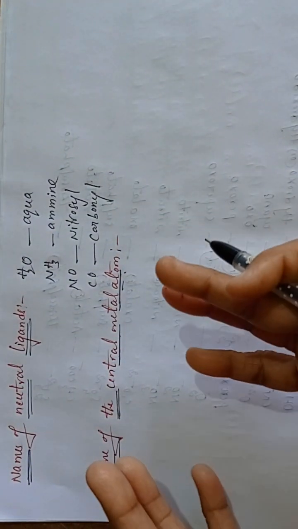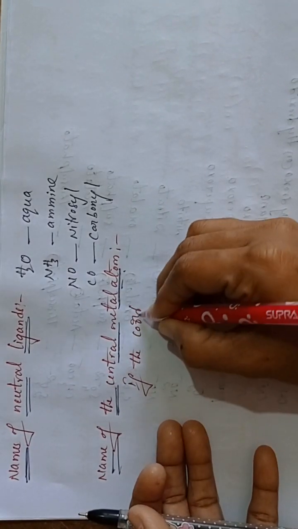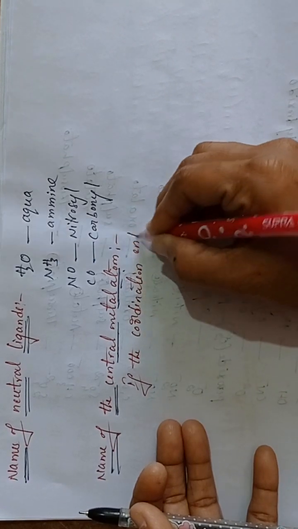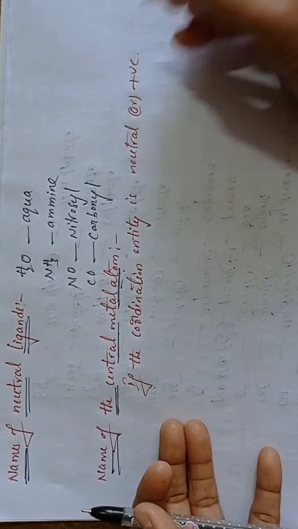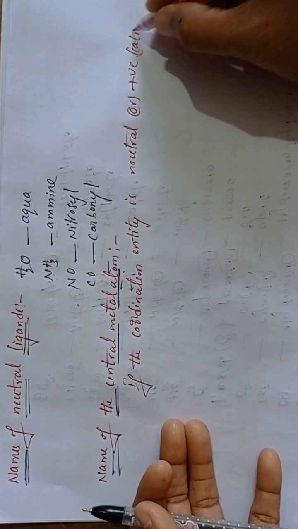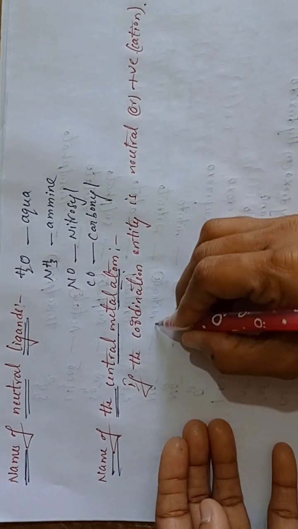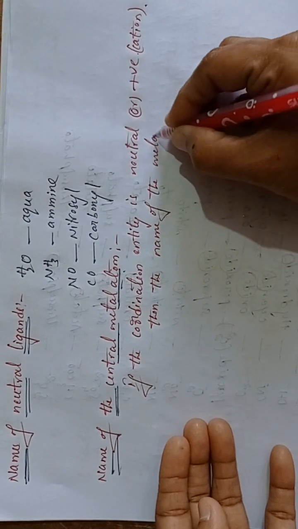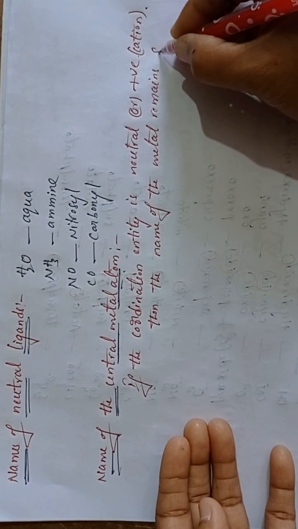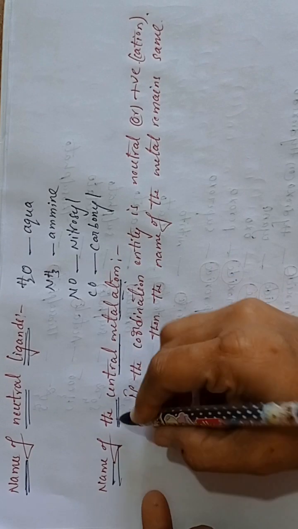When you're writing the name of the central metal atom, students, if the coordination entity is neutral or positive, that is nothing but a cation, a cationic complex, then the name of the metal remains the same, students. As it is, you have to take. Understood? This is the first point.